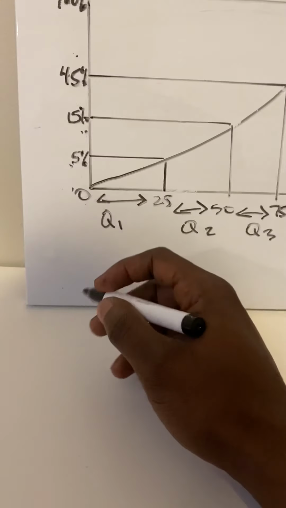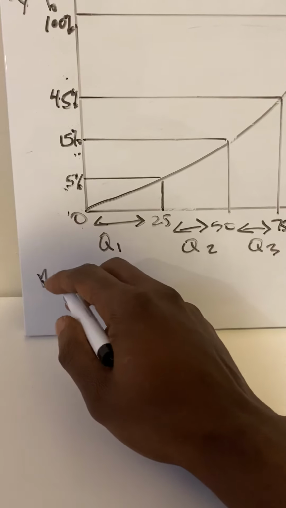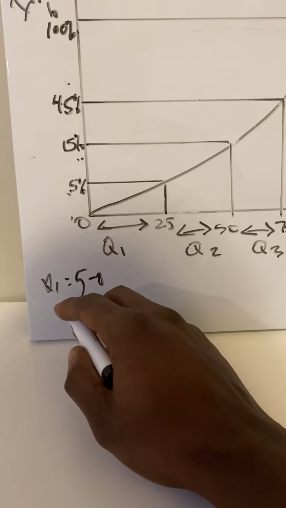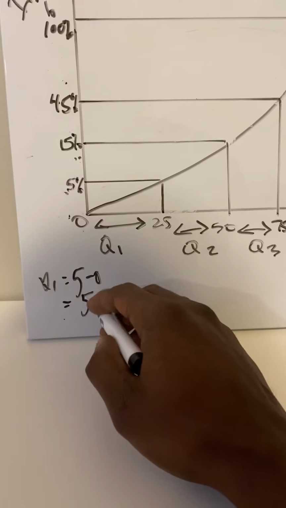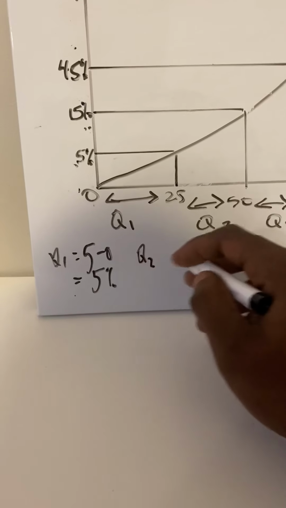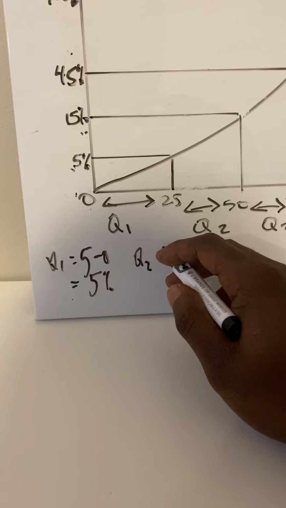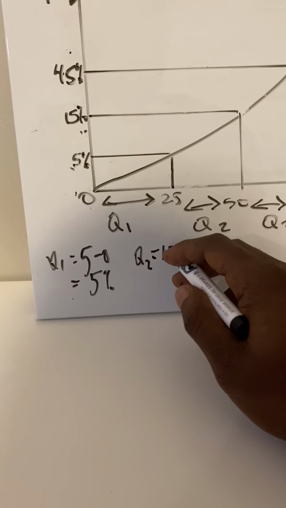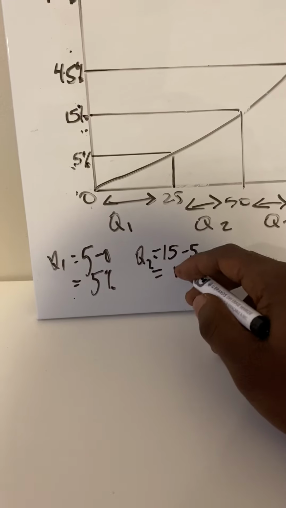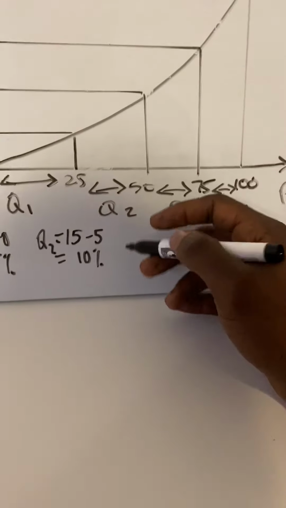So if you do the calculation, basically like this. For Q1, it would be what? 5 minus 0, and that equals 5%, right? For Q2, which is another 25%, it would be 15 minus 5, which equals 10%. So they get 10% in reality of the income, right?